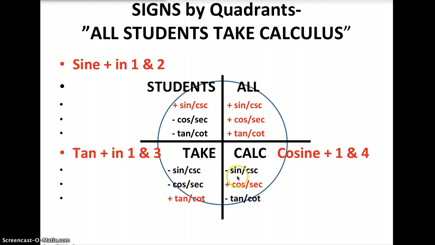This is going to be really important. All Students Take Calculus goes counterclockwise: first quadrant, second quadrant, third quadrant, fourth quadrant. We could say all, sines, tangents, cosines. That's one part of the sine problem.